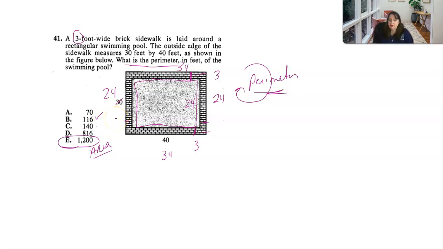Hopefully you got that, and you can see I didn't have to read all this stuff because it says the outside edge of those sidewalks measures this. Hey, guess what? They're already marked. And as shown in the figure below. So in essence, a lot of these are not going to require a lot of reading. You just need to look at the picture and see what you're missing based on the question.